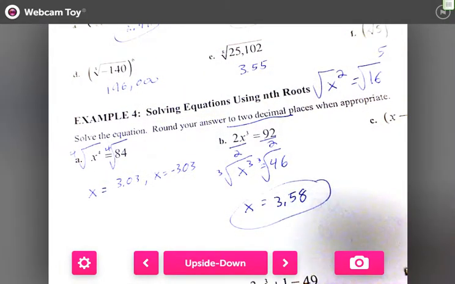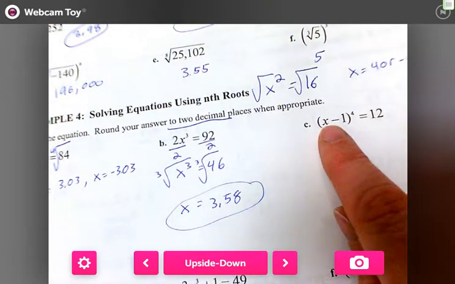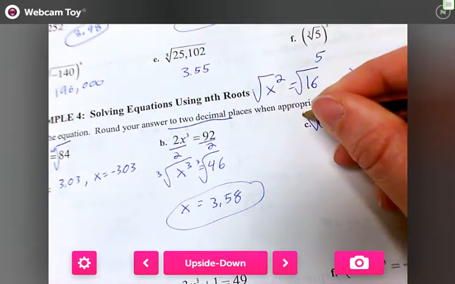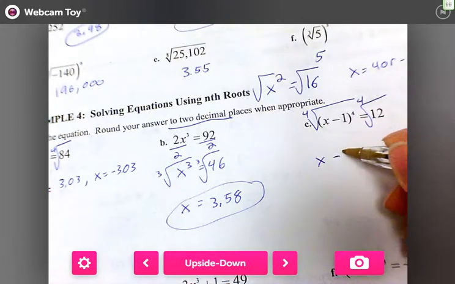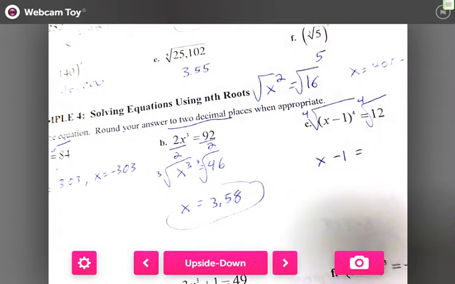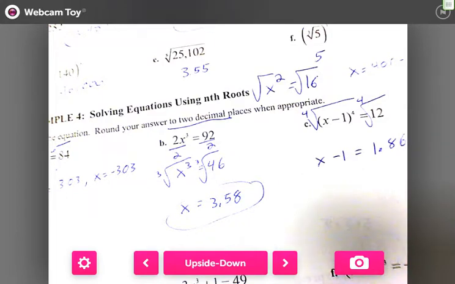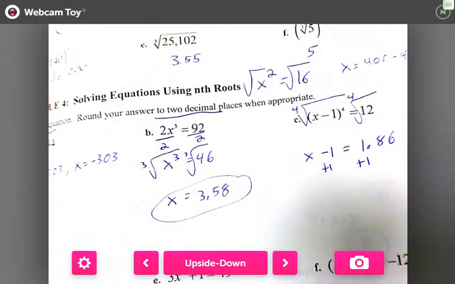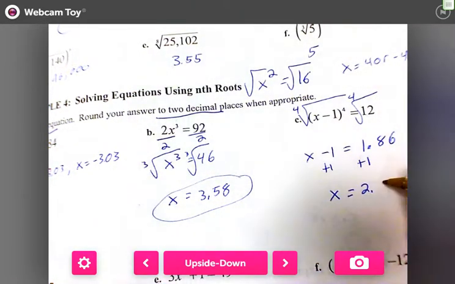Okay? C, notice how this is in parentheses. So I'm going to have to do that fourth root first. So let's do the fourth root. And I get x minus 1 equals, what's the fourth root of 12? It's 1.86. I'm just going to round. And then I'm just going to add 1 to both sides. And I'm going to get x equals 2.86.